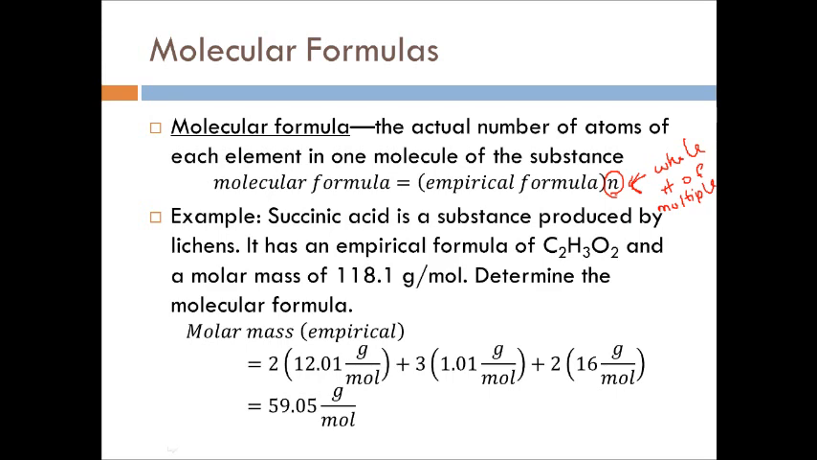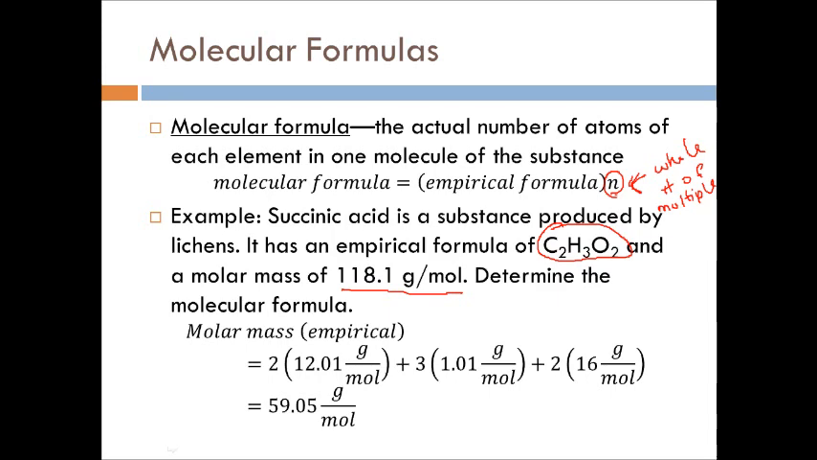So succinic acid is a substance produced by lichens. It has an empirical formula of C2H3O2. Okay, so here's one piece of information we need, which is our empirical formula, and a molar mass of 118.1 grams per mole. There's our other bit of information. Now they want us to determine the molecular formula.